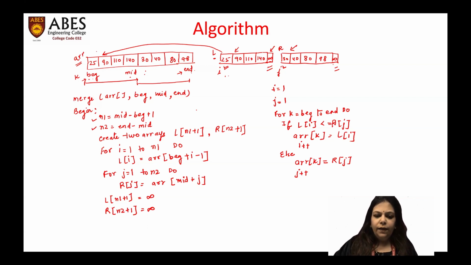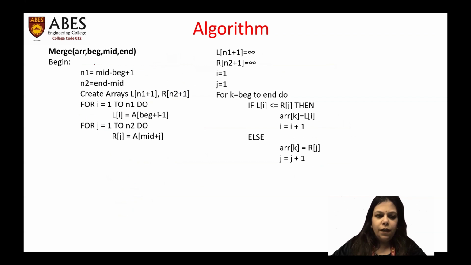Let us now quickly revise the merging process. In the merging process, we have taken two variables, n1 and n2, where n1 is the size of the left array and n2 is the size of the right array. With the help of n1 and n2, we have created two arrays L and R, and this plus 1 is taken to store infinity. Now we have to copy the content from the original array to these left and right arrays.